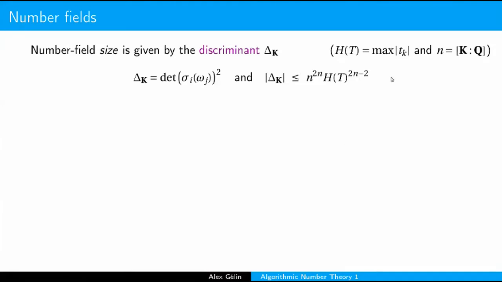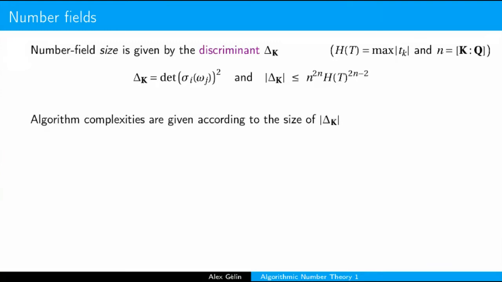It's not an equality, that's a problem, but you see that the discriminant, so the size of the number field, depends on the extension degree in the exponent and depends linearly on the size of the coefficients of the defining polynomial. So two dependencies, because two kinds of variables, and one is linear while the other one is exponential.